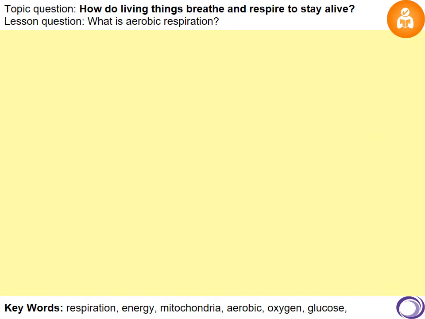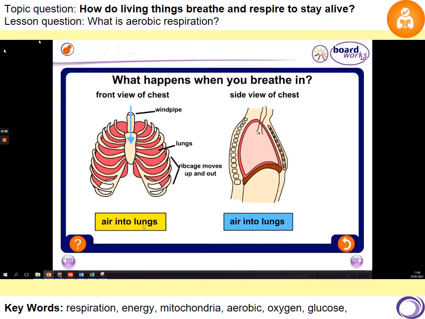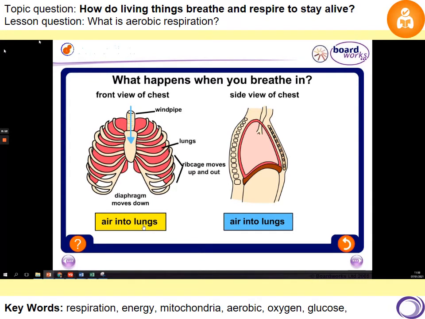Okay, so I'm just going to quickly show you an animation of what happens when we breathe. Let's just take a minute to remind ourselves then of what happens when we breathe. So when we breathe, air travels down the windpipe and into our lungs. The rib cage would move up and out and the diaphragm moves down.